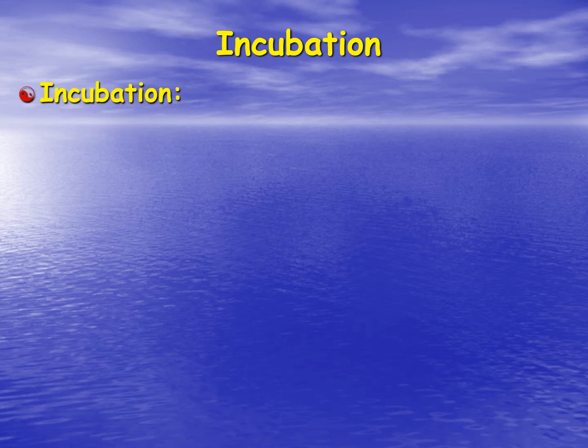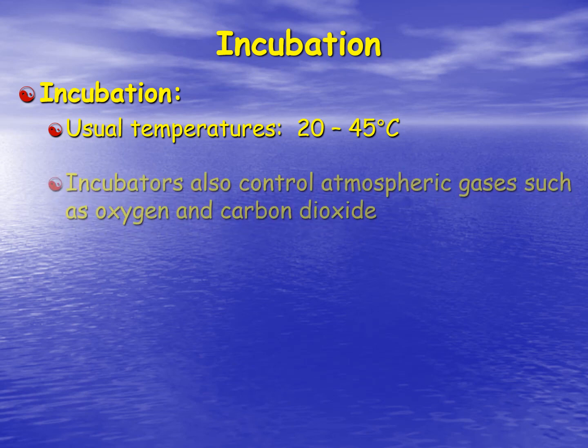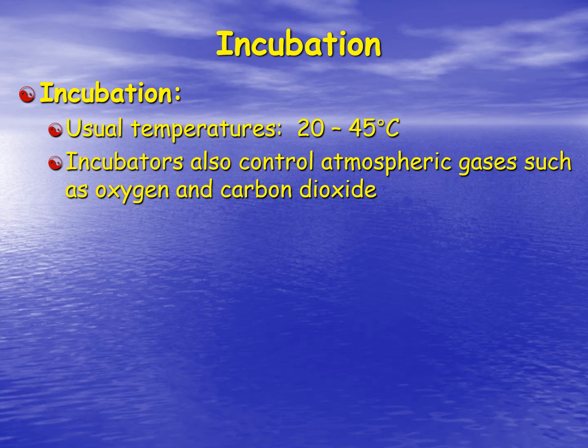Once we've inoculated the media, we will let it grow. And the usual temperatures range anywhere from about 20 to 45 degrees Celsius. Again, our incubators are set at 37 degrees Celsius. The incubators can also control atmospheric gases, such as how much oxygen is in the incubator or carbon dioxide.